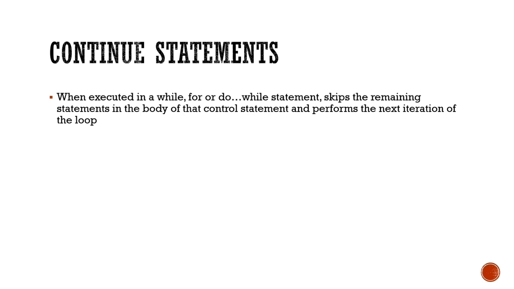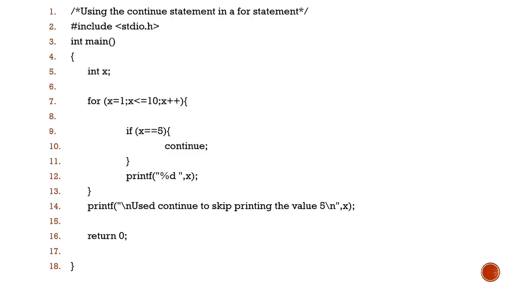Another is the continue statement. When executed in a while, for, or do while statement, it escapes the remaining statements in the body of that control statement and performs the next iteration of the loop. It is the same example as for the break statement, but this time using the continue statement. Here you have inserted a continue statement using the if condition inside the for body.